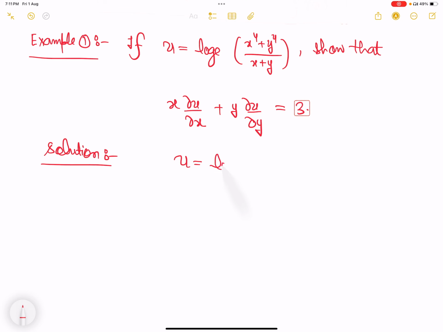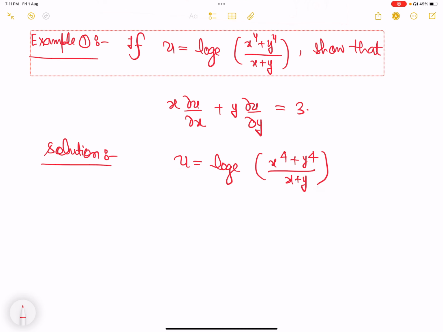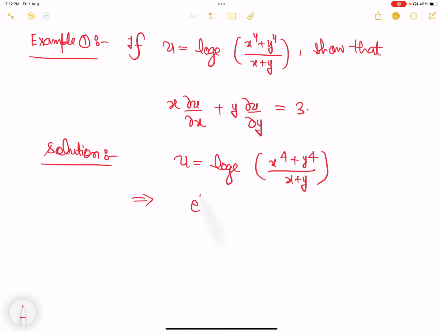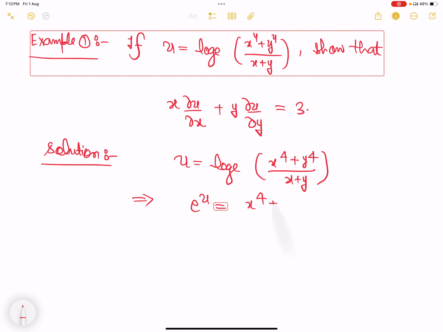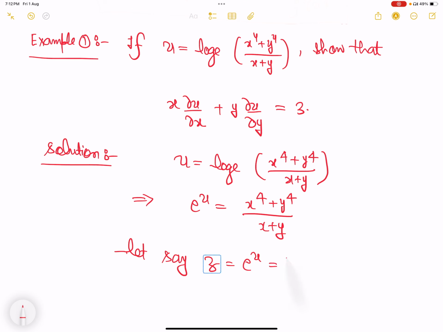u is equal to log e of x to the power 4 plus y to the power 4 upon x plus y, we have. So we can write e to the power u is equal to x to the power 4 plus y to the power 4 upon x plus y. Now let's say z is equal to e to the power u, which is x to the power 4 plus y to the power 4 upon x plus y.